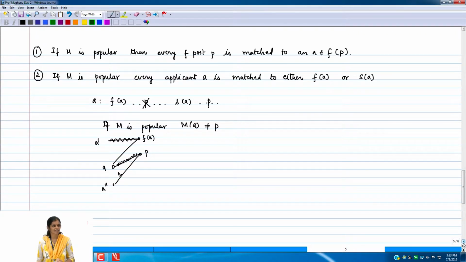So is this the end of the discussion? Does this immediately tell us an algorithm? So this tells us how it looks. Can we immediately tell what is the algorithm to compute a popular matching? If you know so much about the structure of a popular matching, what is an algorithm that you will propose?